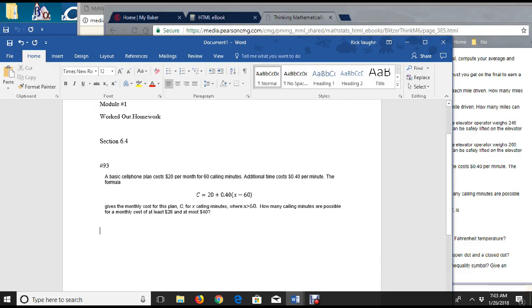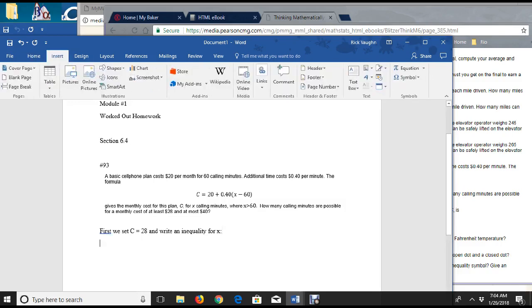Now let's work on the response. How many calling minutes are possible for a monthly cost of at least 28 and at most 40? We're first going to put in this 28 for the C and set up an inequality. We want the cost to be greater than or equal to 28. So first we set C equal to 28 and write an inequality for x. You can say plug in C equals 28 and write an inequality for x.